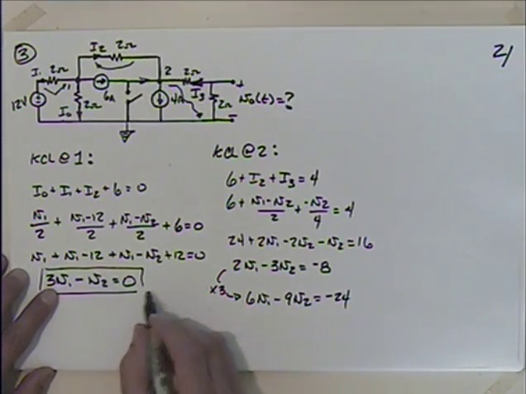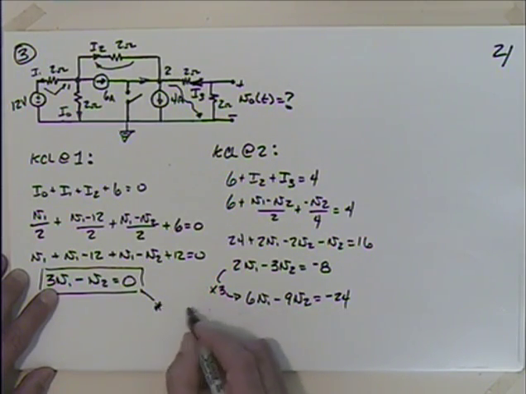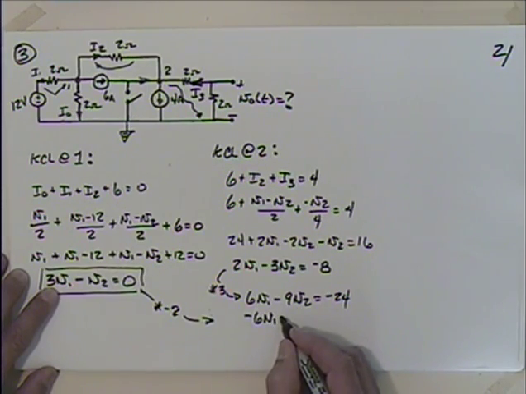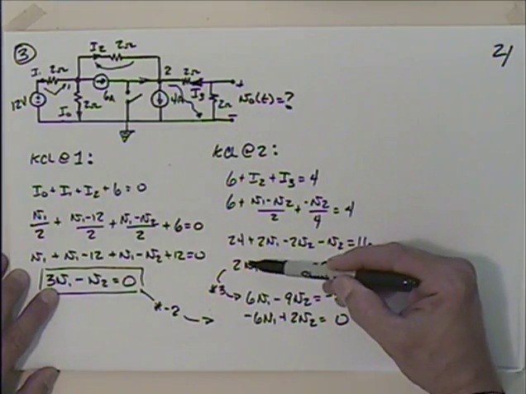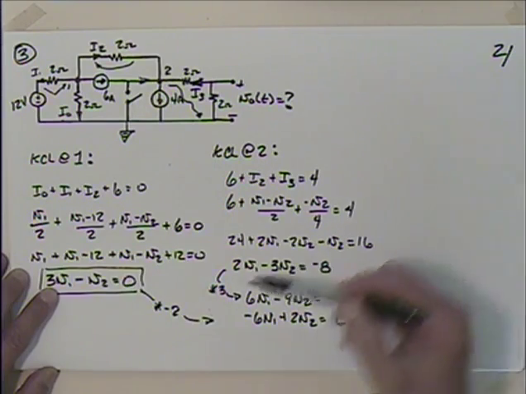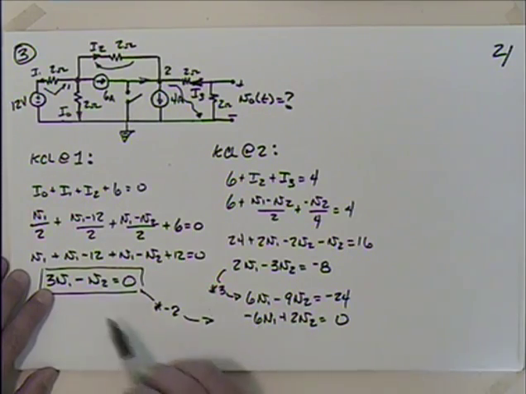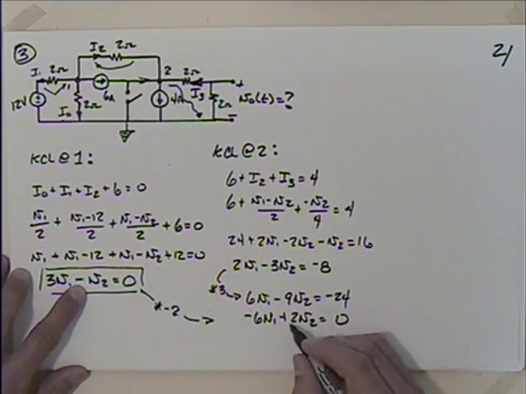Now I think I'll multiply this equation by 2, or shall I say minus 2. When I do that, I get minus 6 V1 plus 2 V2 is equal to 0. Did I do that multiplication right? 2 times 3 is 6, minus 3 times 3 is minus 9, minus 8 times 3 is minus 24, minus 2 times 3 is minus 6. Minus 1 minus is plus 2.